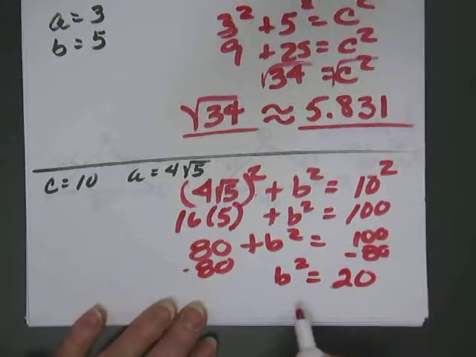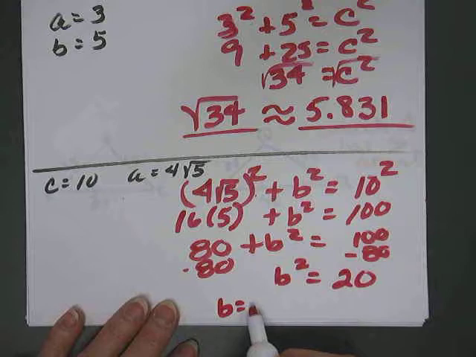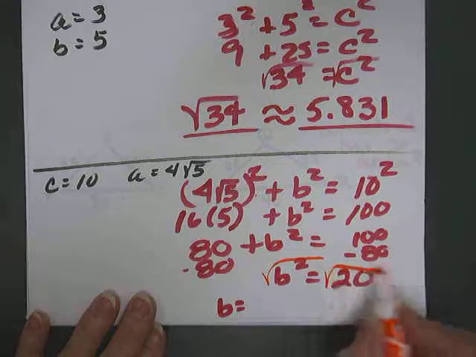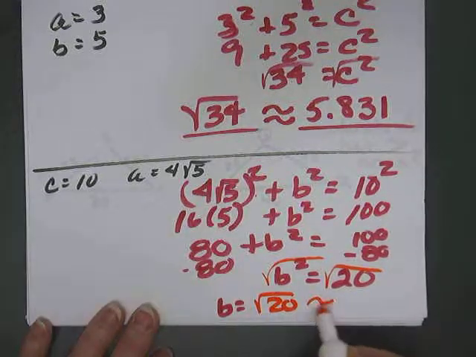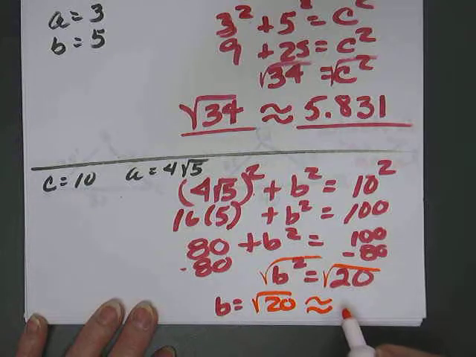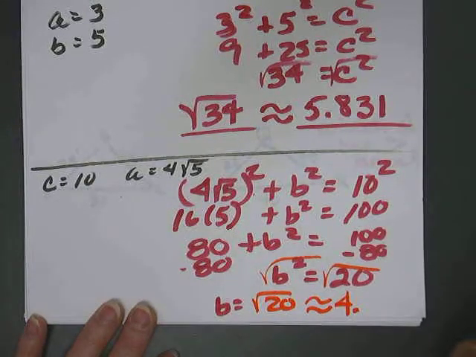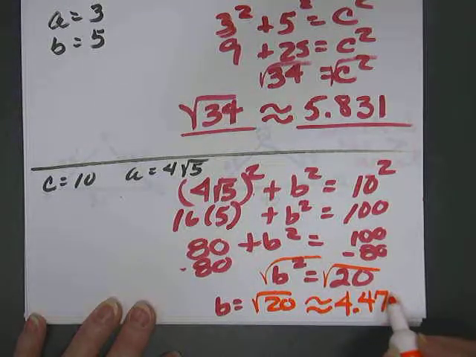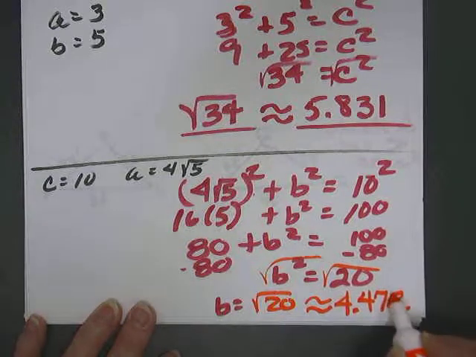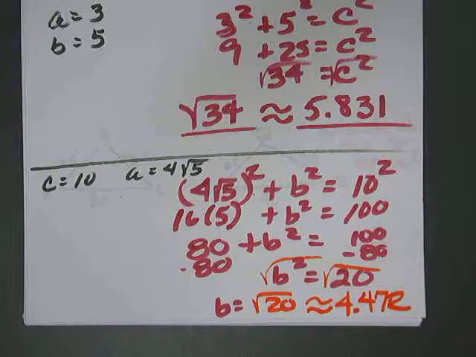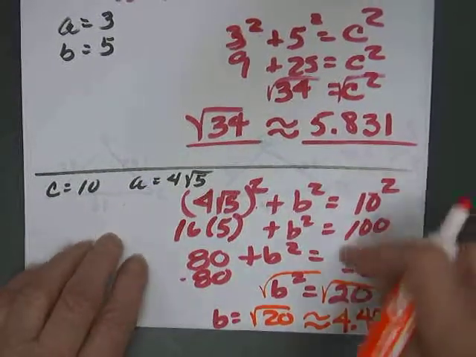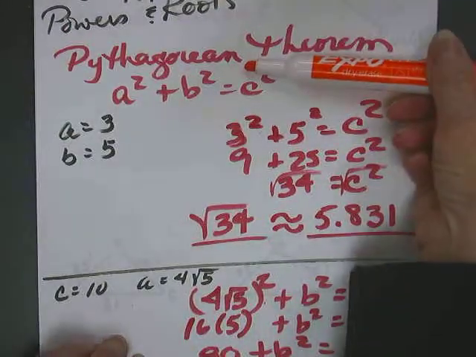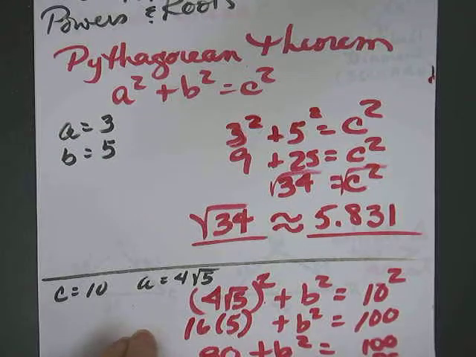B squared is 20. So the exact answer is square root of 20. What is the approximate? 4.472. And you rounded, the next one's a 1, so 4.472. Okay. So these are actually applications, but a lot of the applications will have Pythagorean theorem.